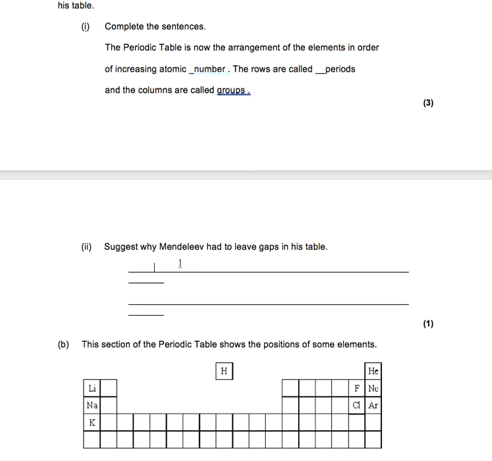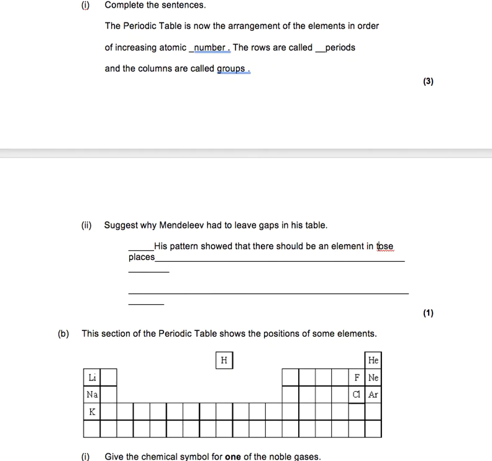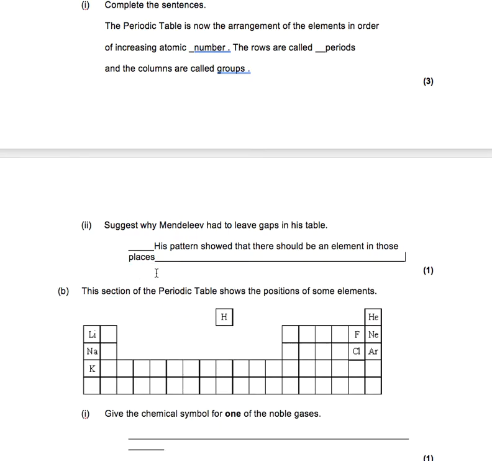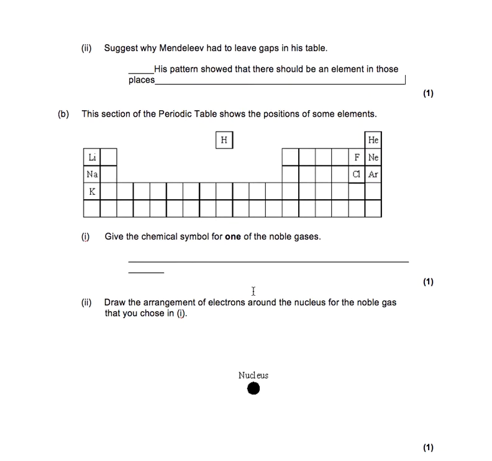Why do you leave gaps? Well, because his pattern showed that there should be an element in those places. And he was right. Later on, those elements were found. So this section of the periodic table shows the positions of some elements.